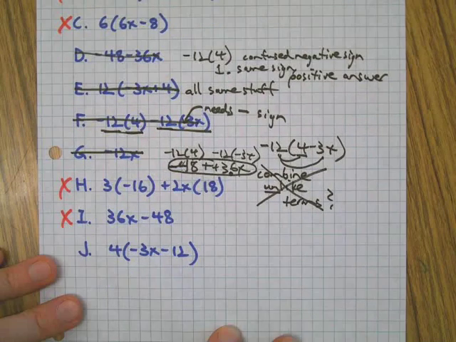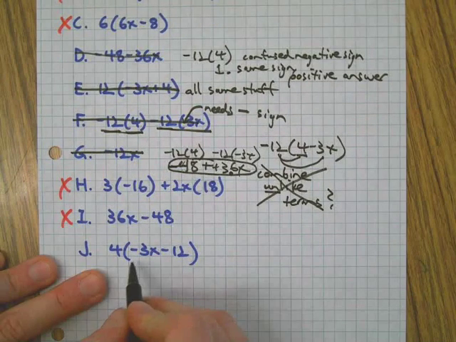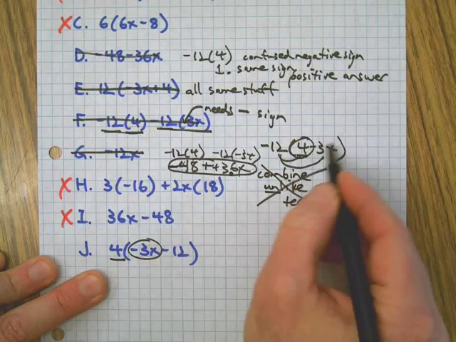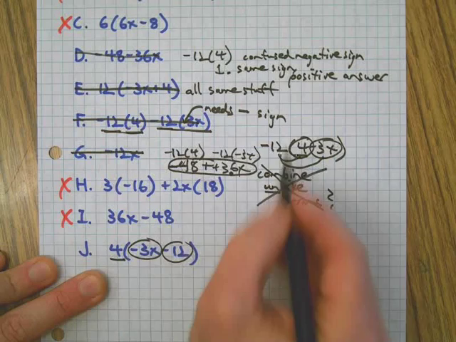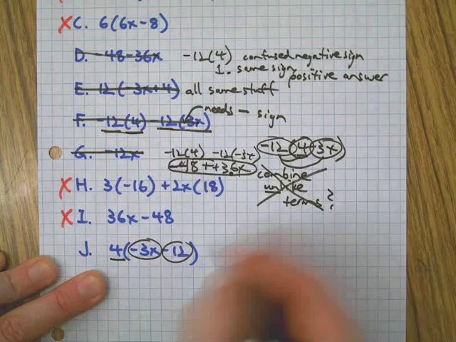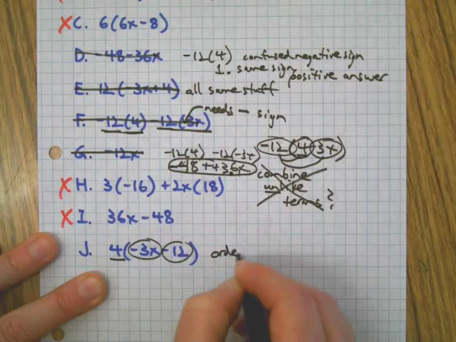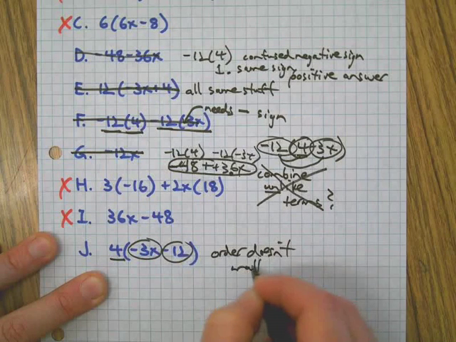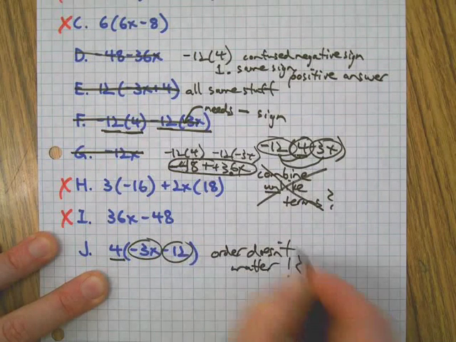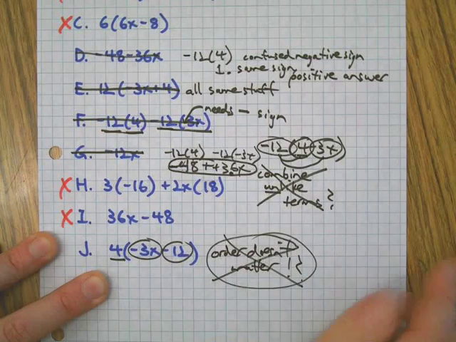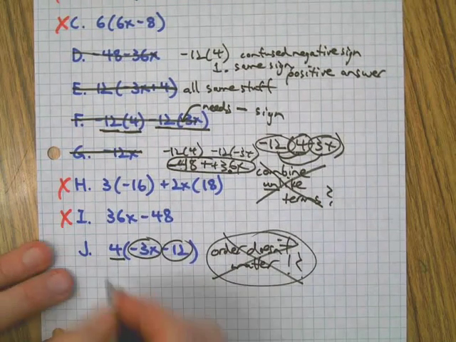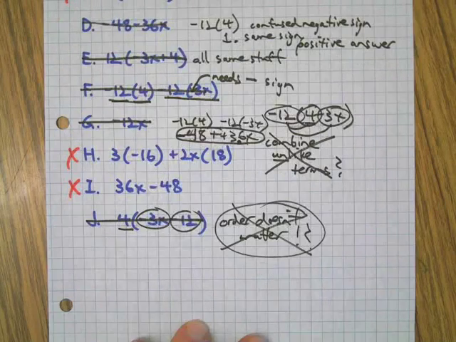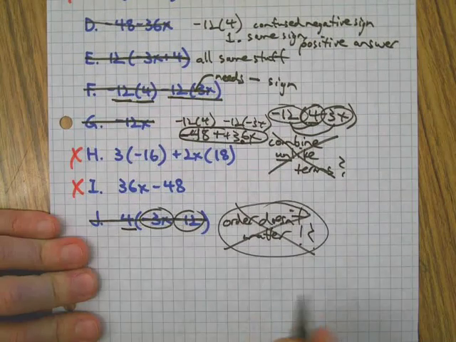No, don't do that. And finally, part J. Why would someone choose this? We've got a 4. I've got a negative 3x. I've got a negative 12. Everything's the same, right? They're thinking, hey, order doesn't matter. It's the commutative property, right? Wrong. We need to distribute and get rid of the parentheses first before we decide if order doesn't matter. Okay.